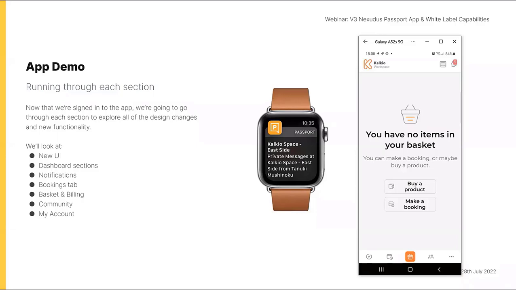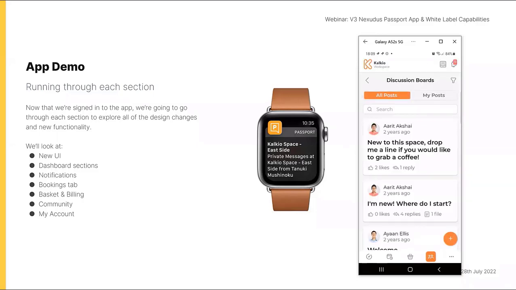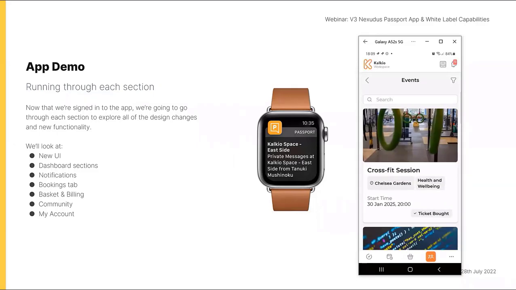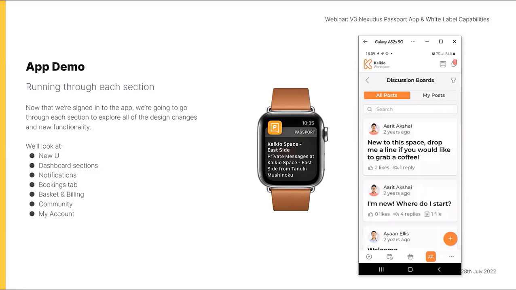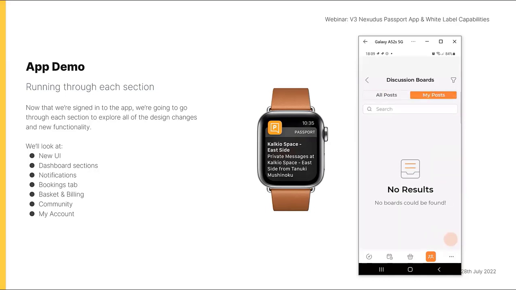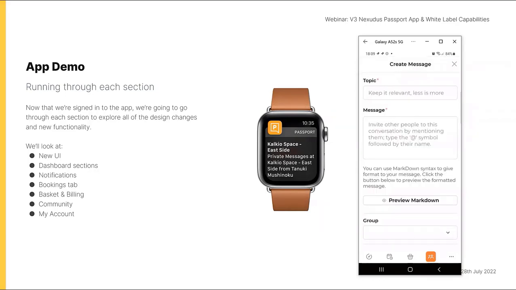The next section along the bottom is the Community tab. The first section in the Community tab is the Discussion Board section, which we have already looked at. This gives the customer access to the same view as accessed from the dashboard, where they are able to view all posts, their personal posts, and where they can add new posts.